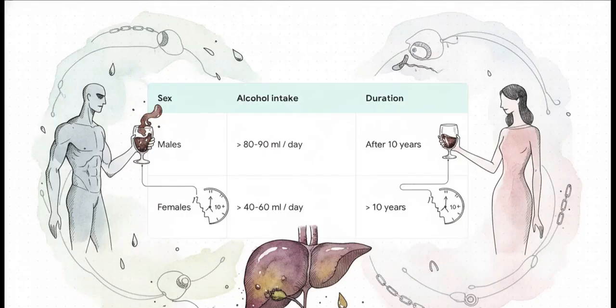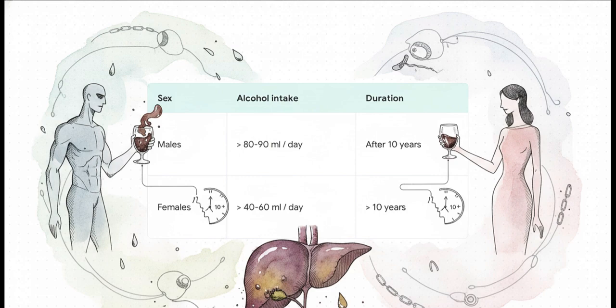Okay, this is where the data gets incredibly specific and honestly fascinating. There's an exact, real-world threshold where daily alcohol consumption flips from bad to causing permanent damage, and it hinges entirely on biological sex and a strict 10-year timeline. For males, the danger zone is consuming more than 80 to 90 milliliters of alcohol a day for over 10 years. For females, that threshold drops to greater than 40 to 60 milliliters per day over that same 10-year span. And the source makes a very clear point to note that this irreversible damage is way more common if someone is drinking concentrated liquor.